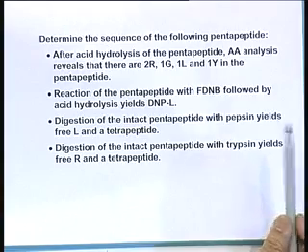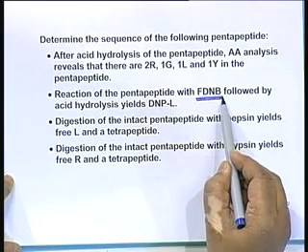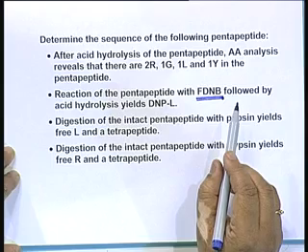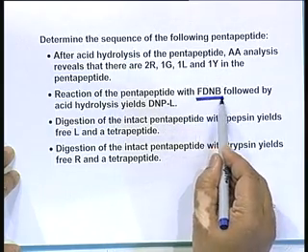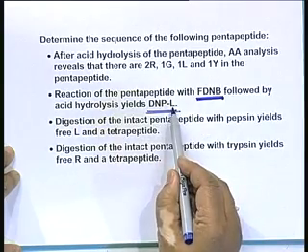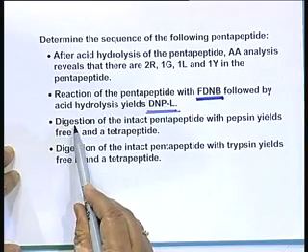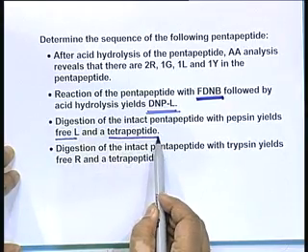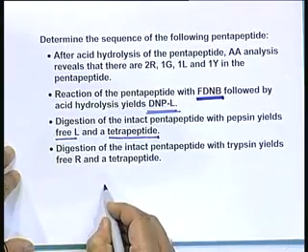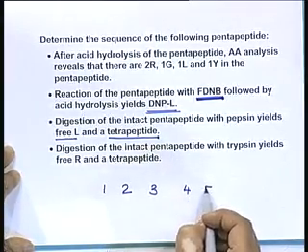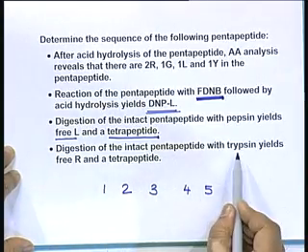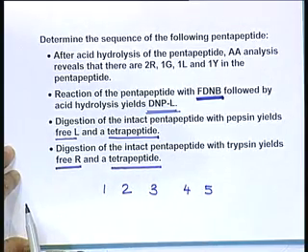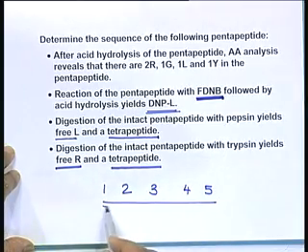Reaction of the pentapeptide with FDNB, another reagent that will tell you what the N terminal is, just like Edman degradation. The Edman degradation method tells you that the first amino acid is L. If you digest the peptide with pepsin, you will get L and a tetrapeptide. You know it is a pentapeptide, so you have 1, 2, 3, 4, 5. Digestion of the pentapeptide with trypsin gives you free R and a tetrapeptide. What you have to figure out is the sequence of the pentapeptide.